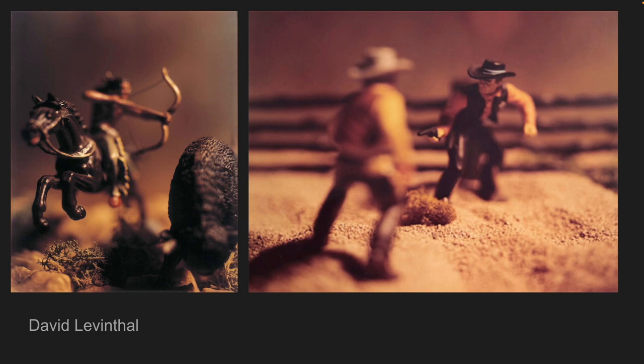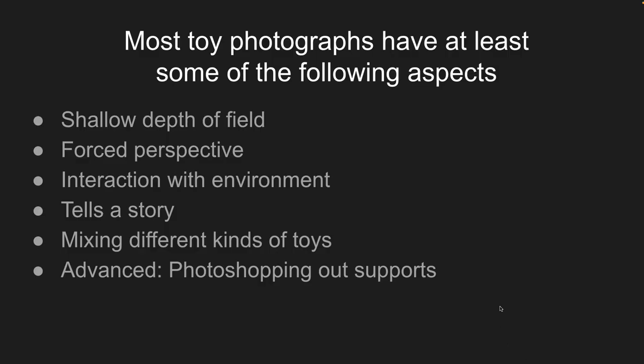But this is more than just a toy on a plain background. Okay? You really want to tell a story, so no boring pictures. Here, this artist has little figurines and set them up within a small environment. Okay. So shallow depth of field, forced perspective, interaction with the environment, telling a story, mixing different kinds of toys, and even photoshopping out supports are all different ways to dive into this.